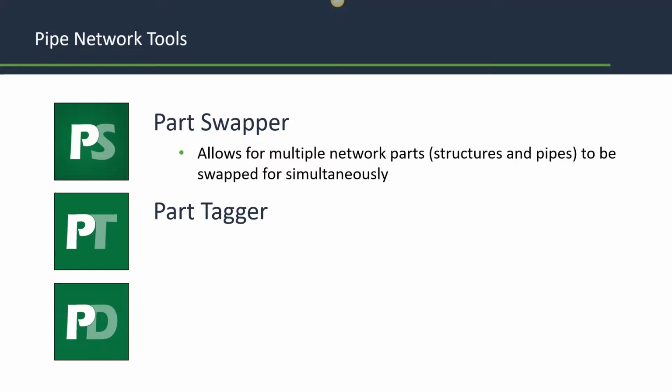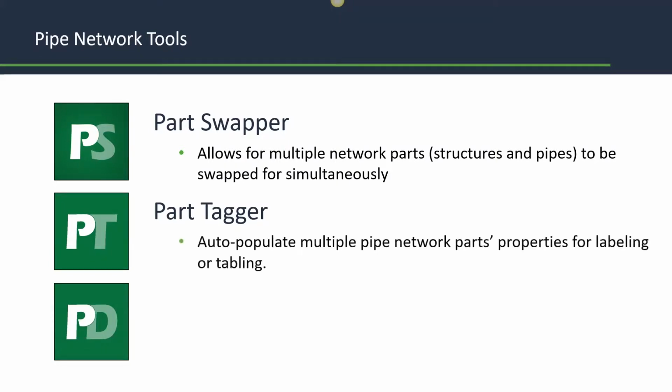Part Tagger, if you have to do a schedule for your structures and your pipes, this allows you to plug in that information. Instead of having to go into the structure properties and put in the casting and the grate and then the frame and the lid and all that one at a time, this allows us to do it in mass editing.